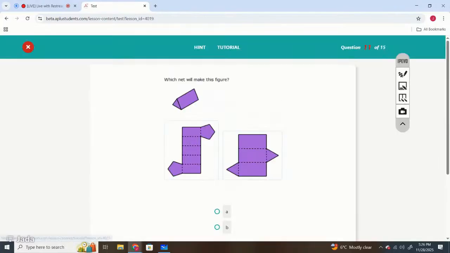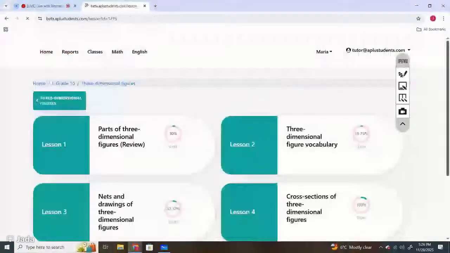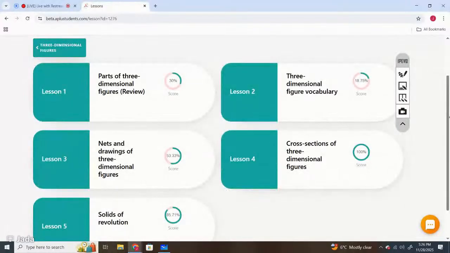Okay, you can complete the lesson by yourself later today. Let me just move on to the next lesson. The next lesson is cross sections of three-dimensional figures. So let's just start with the lesson.